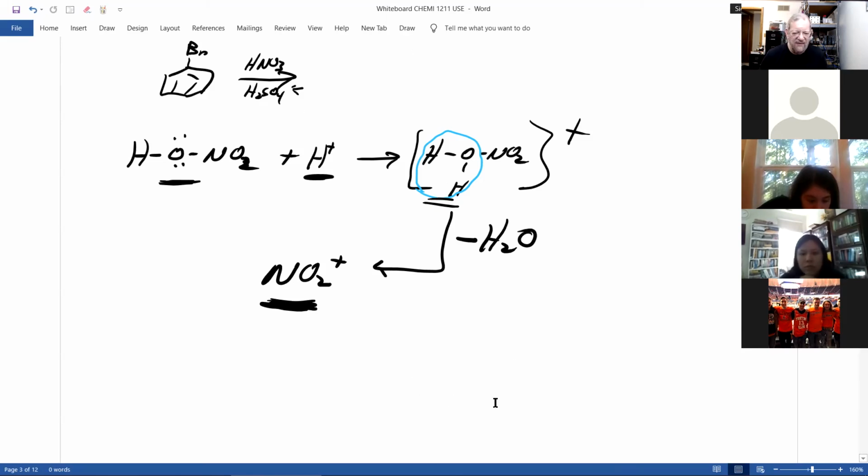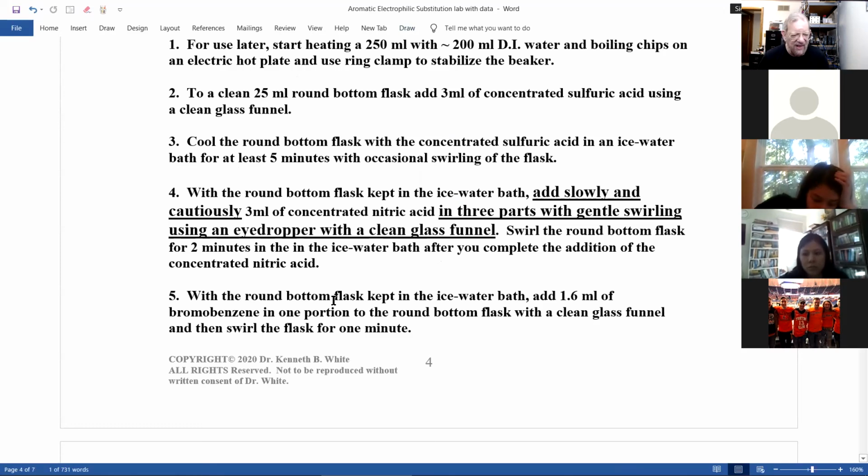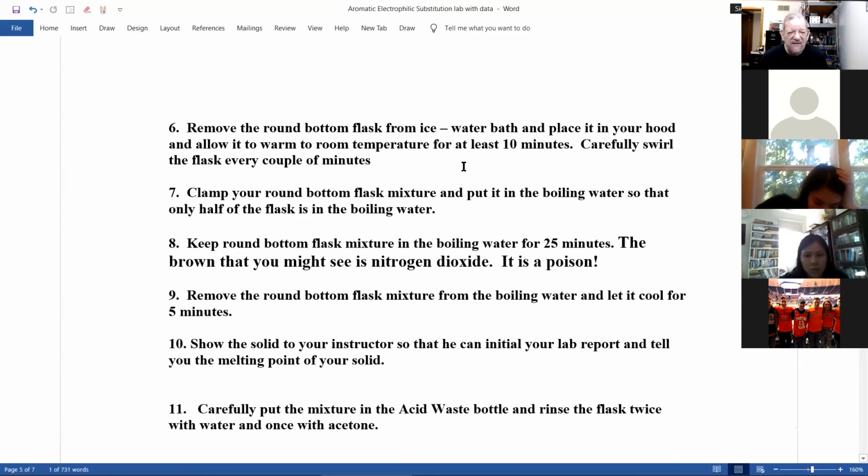Now, it turns out bromonitrobenzene, wrong screen, right screen, is a solid. Now, in this reaction, after you make the NO2+ by reacting the nitric acid with sulfuric, if you don't do it at low temperature, you get all sorts of garbage. Then you add the bromobenzene, and then you heat it after you let it come to room temperature for about 25 minutes.